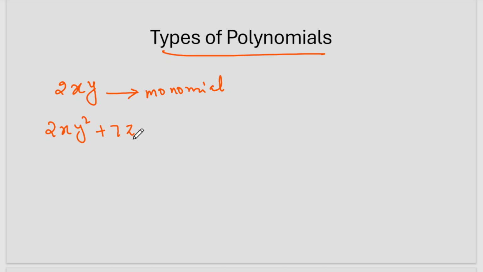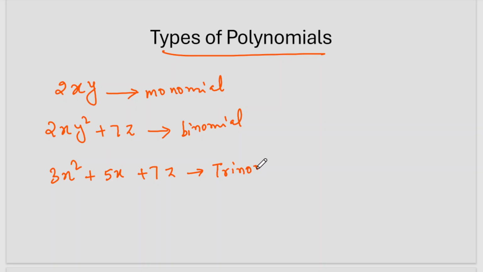Okay. Now, if it is like this, you can see we have two terms. Is it a polynomial? Yes, it is a polynomial. First we confirm whether it is a polynomial or not. If it is, we say yes, it is a polynomial, and it has two terms, so we will say binomial. Now, the third one: 3x square plus 5x plus 7z. Is it a polynomial? Yes. We will say it is a trinomial since it has three terms.